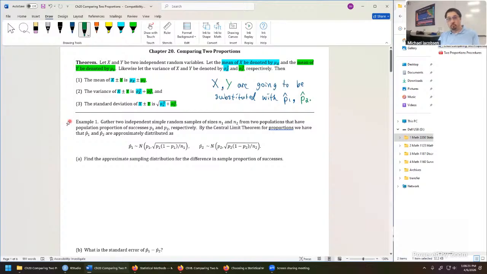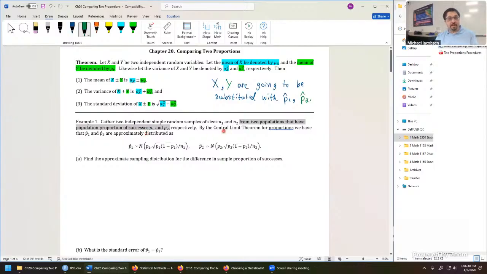It starts off with the typical context of any problem in chapter 20. We have two independent simple random samples. One categorical variable is going to tell us what population we came from. The sample sizes will be n1 and n2. And these are from populations that have true population proportion of successes, P1 and P2. So those are the parameters in the problem.